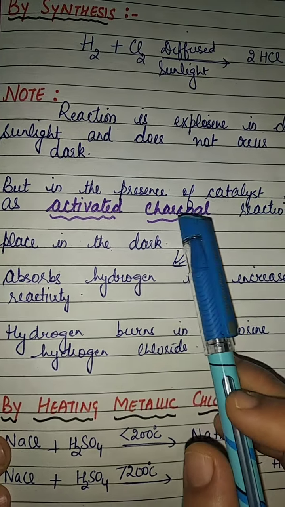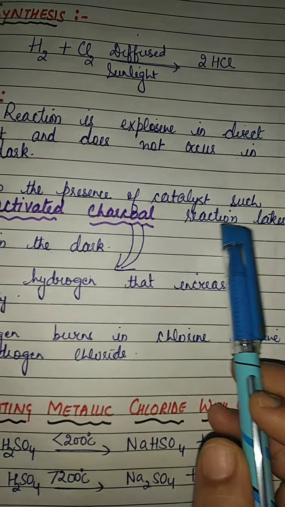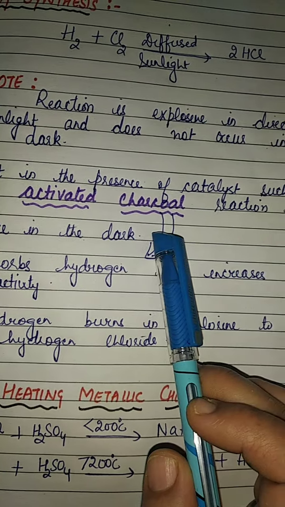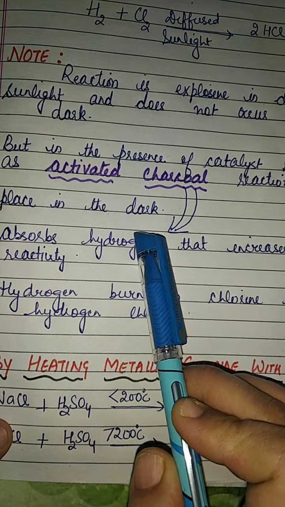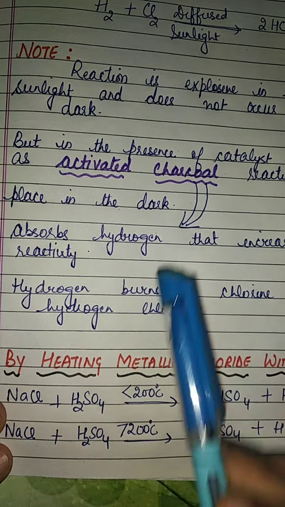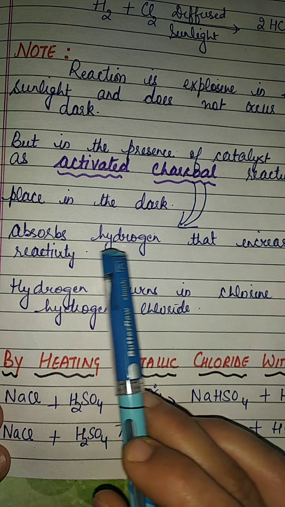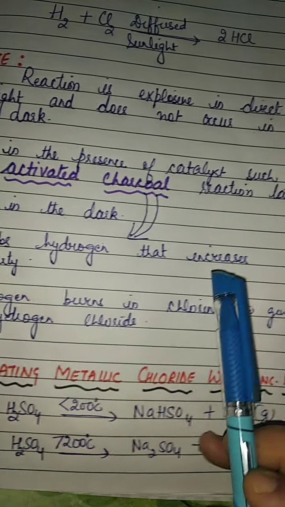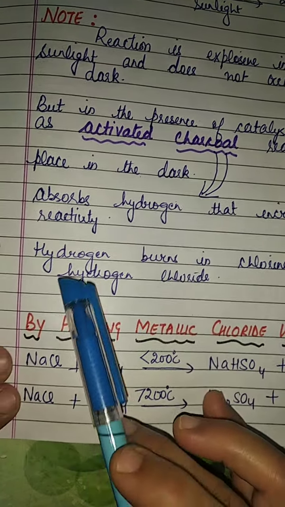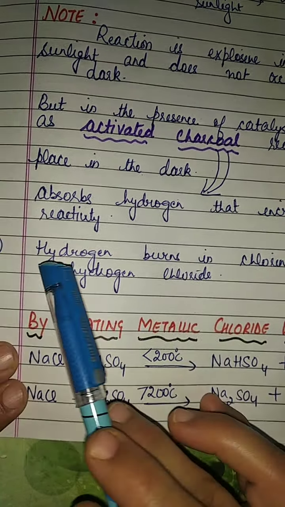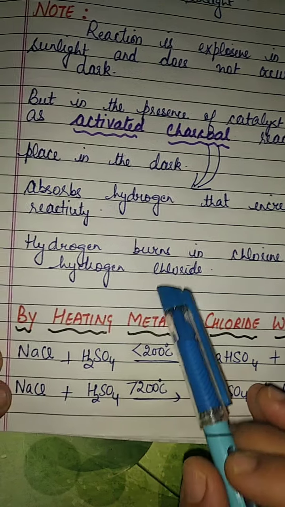But in the presence of a catalyst such as activated charcoal, the reaction takes place in the dark also. Activated charcoal has the ability to absorb hydrogen and that increases the reactivity of the reaction. The second way is hydrogen burns in chlorine to give hydrogen chloride.